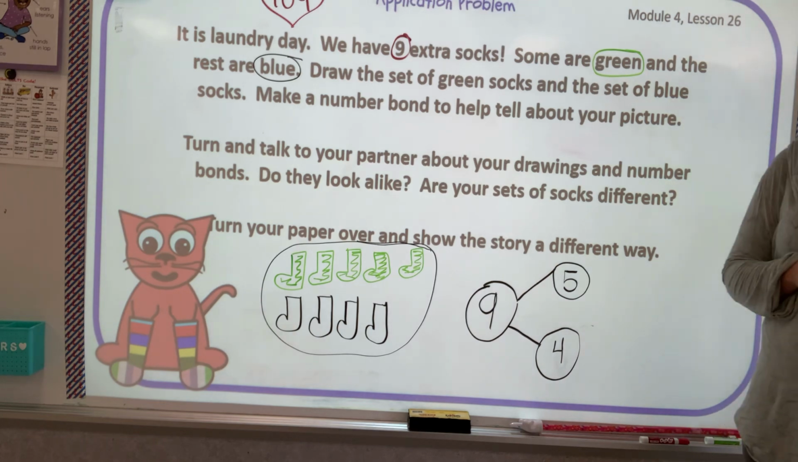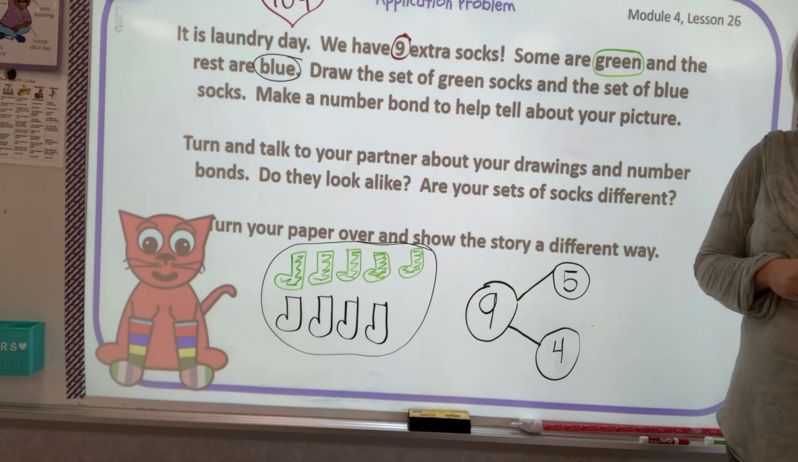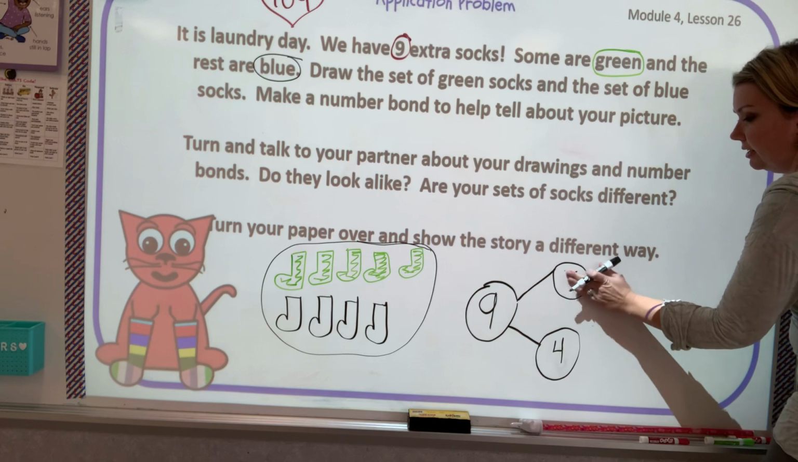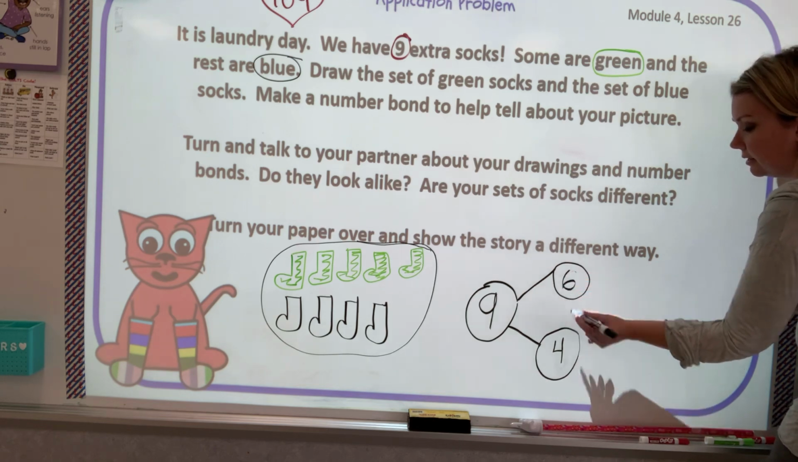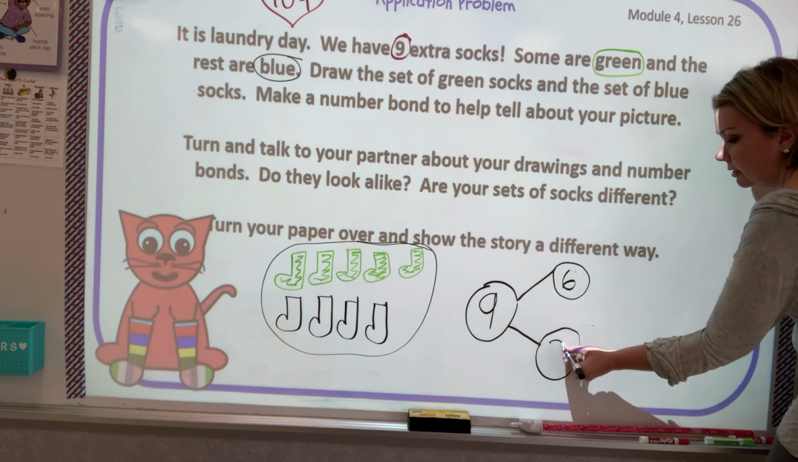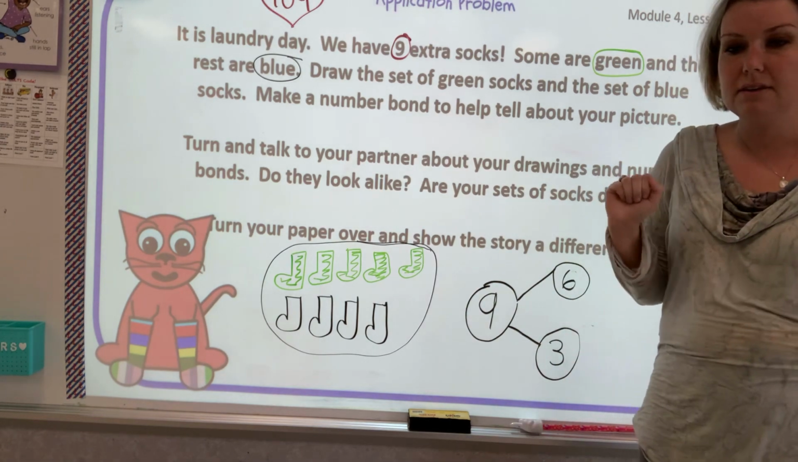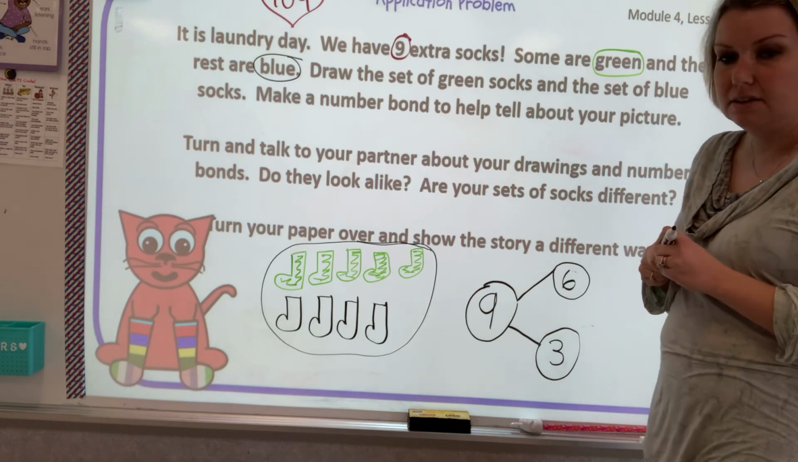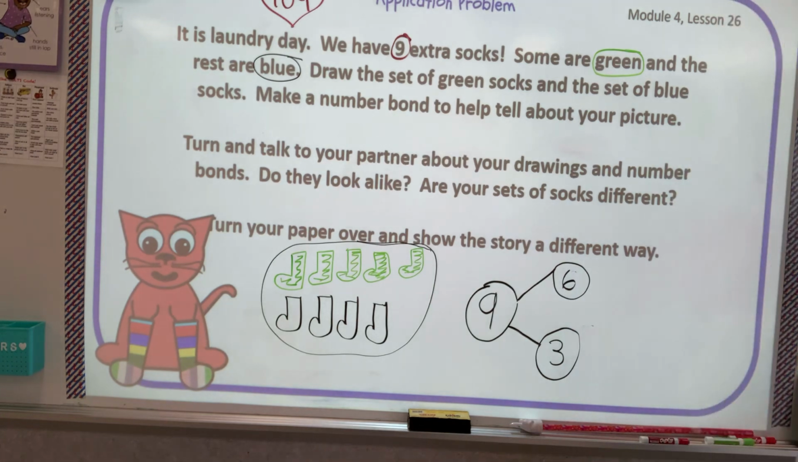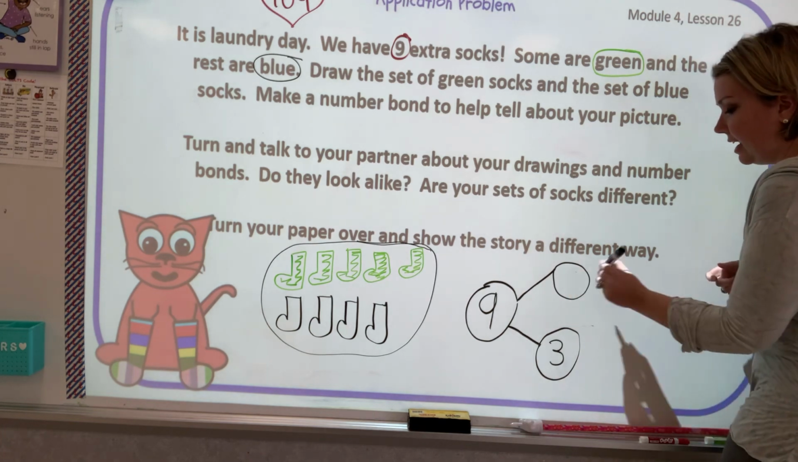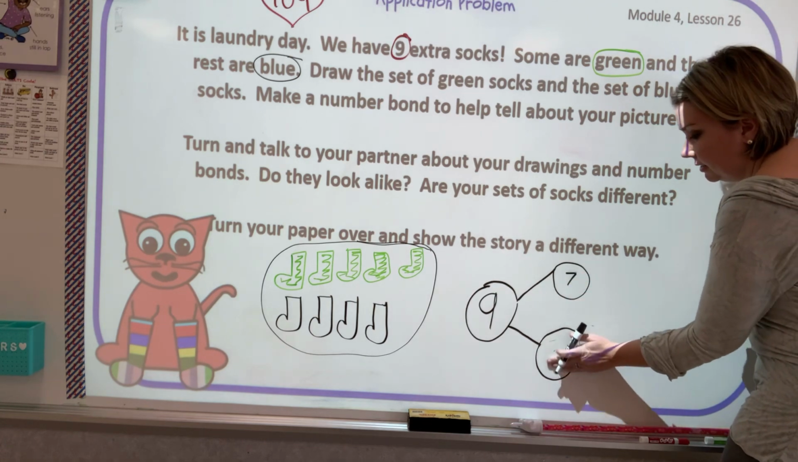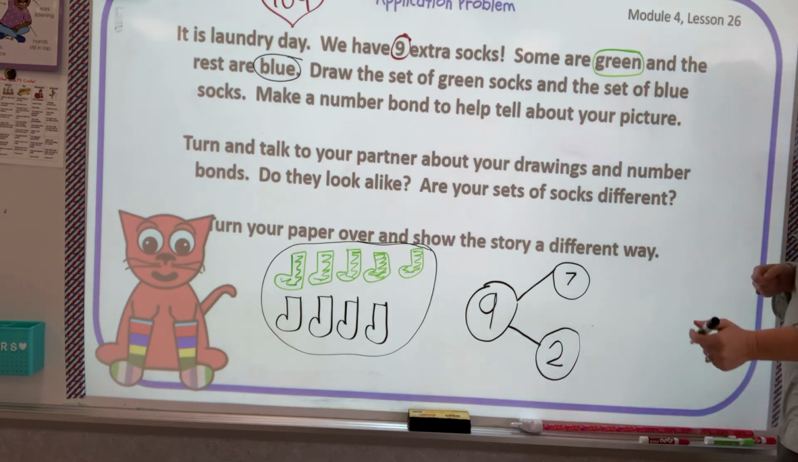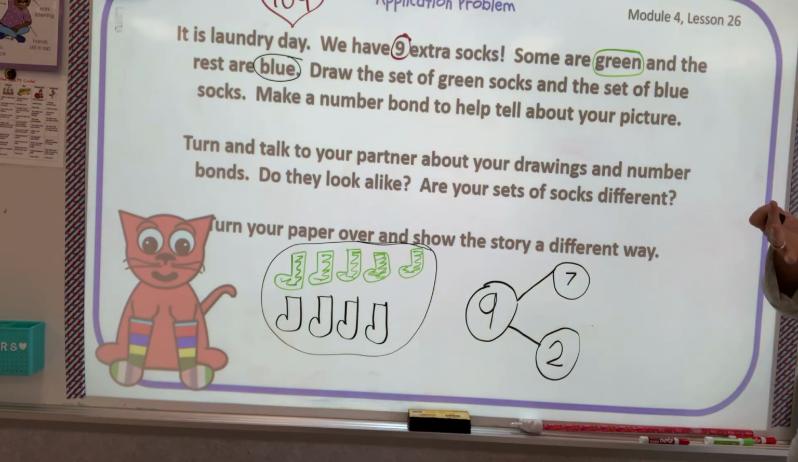Johnian, how is yours different? 6 and 3. Very good. Johnian had 6 and 3 as his 2 parts. Do 6 and 3 still make 9? Yes, it does. Awesome. Did somebody have something different? Ryan. 7 and 2. Ryan had 7 and 2. Excellent. So we can see that there are a lot of different combinations of parts to make 9.